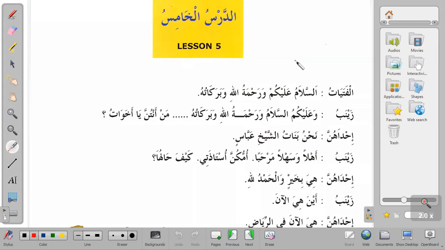So, inshallah, when we enter into the dars, everything will become very clear. So let's read. Here we have a dialogue between al-fatayat and then Zainab. So there are some young girls, they are plural, I mean several of them, three or more, and they are having a dialogue with Zainab.